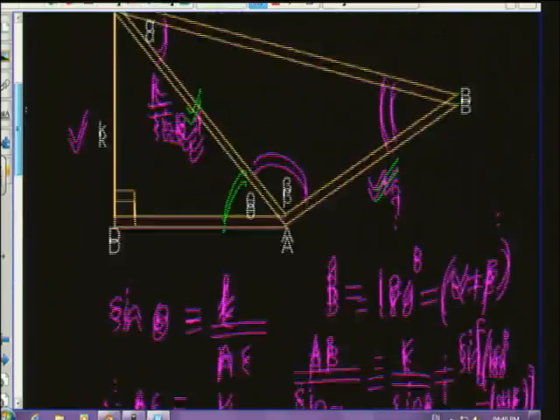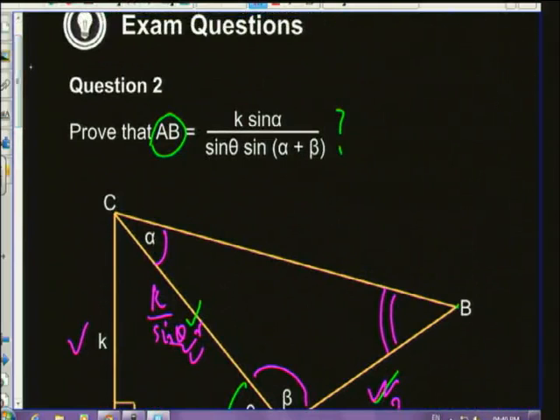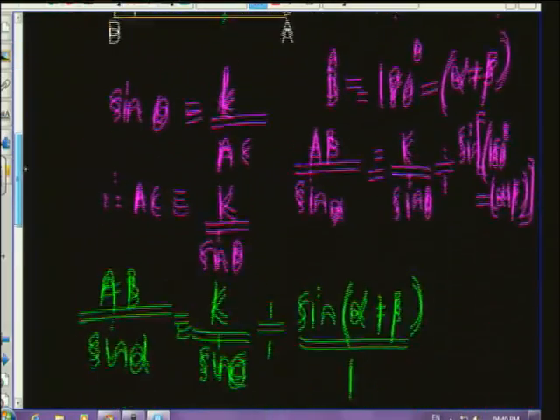This was a nice one because they've given us that we need to prove that AB is K sine alpha divided by sine theta times sine alpha plus beta. Okay, that question is answered.